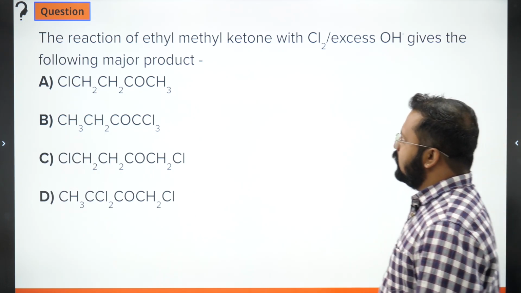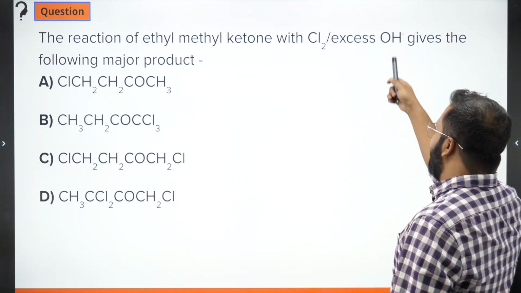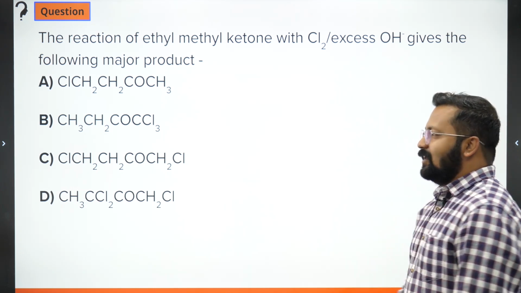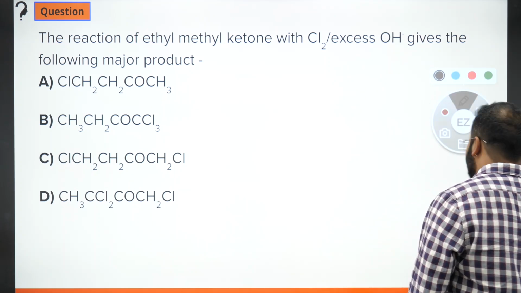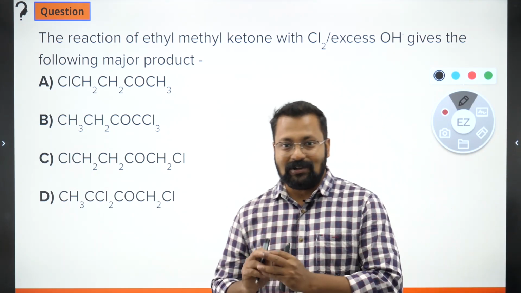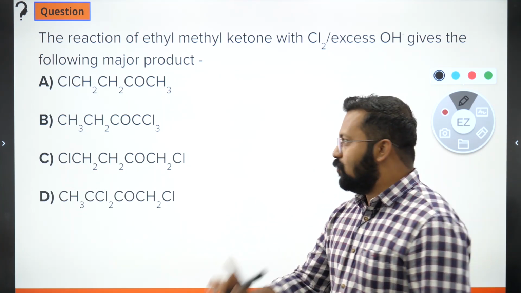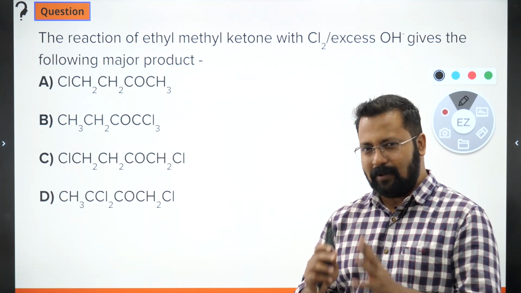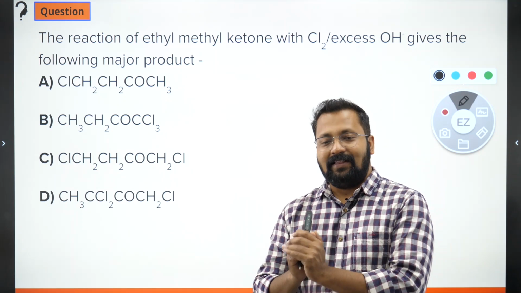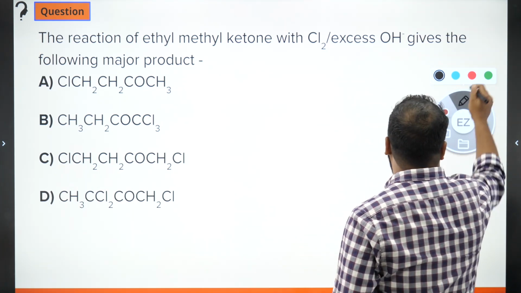Next question is this. The reaction of ethyl methyl ketone with chlorine excess OH minus gives the following major product. Now, can anybody tell me what this reaction is? Can anybody tell me what this reaction is? If your answer is haloform or iodoform, then it is the right answer.